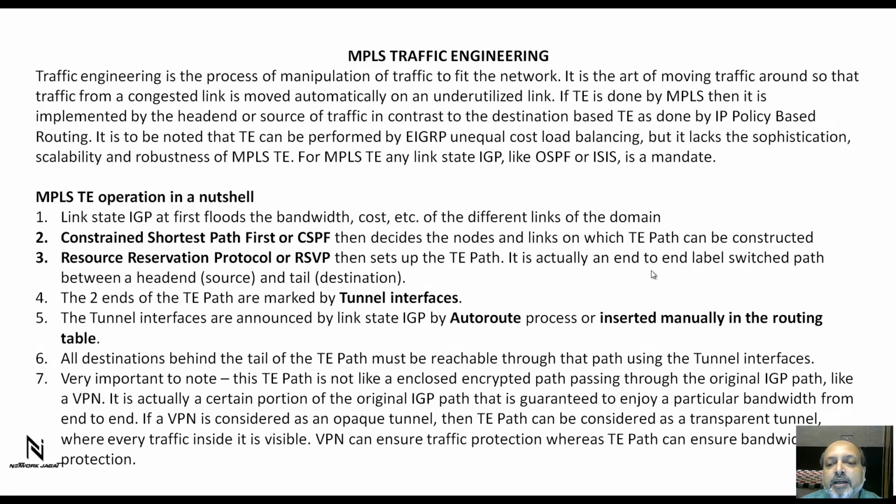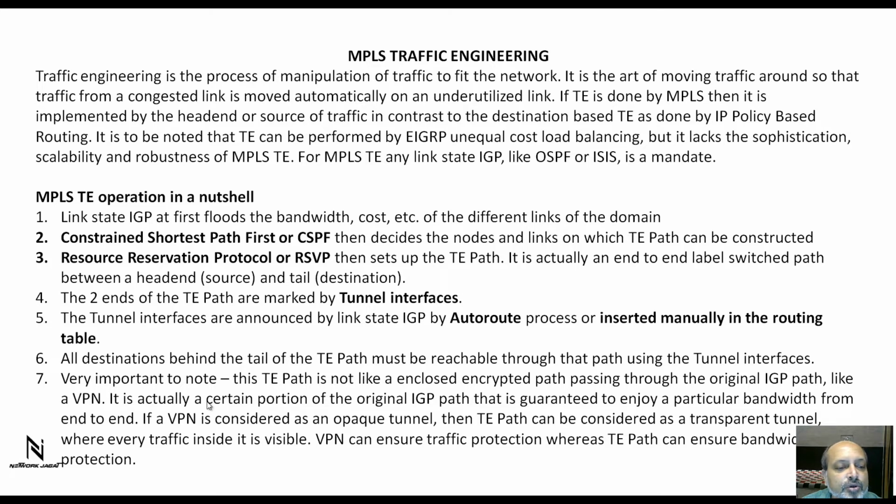It is actually an end-to-end label switched path between a head end or the source and tail or destination. The two ends of the TE path are marked by tunnel interfaces. The tunnel interfaces are announced by the link state IGP by autoroute process or inserted manually in the routing table. All destinations behind the tail of the TE path must be reachable through that path using the tunnel interfaces.